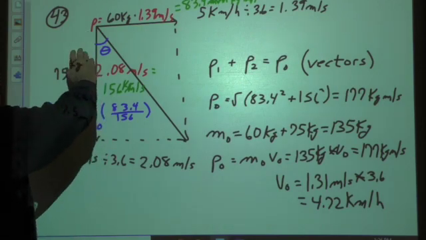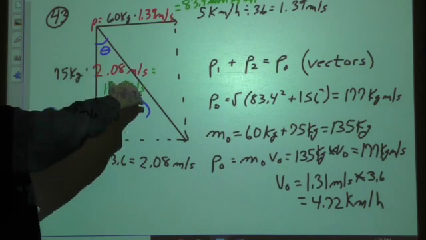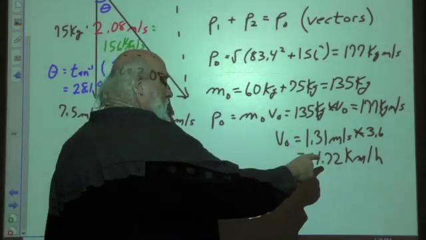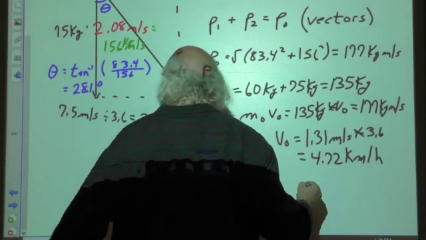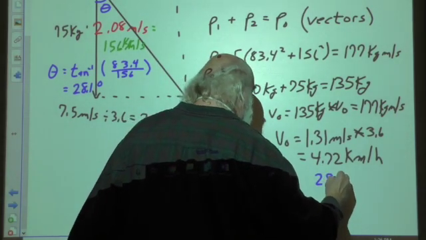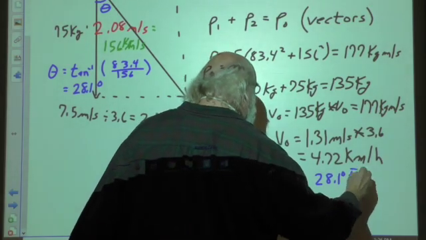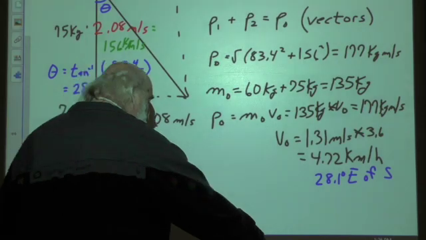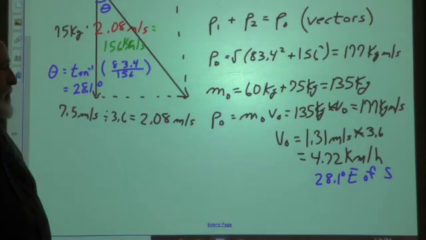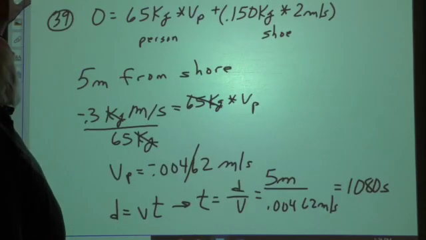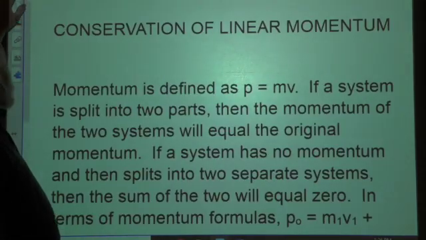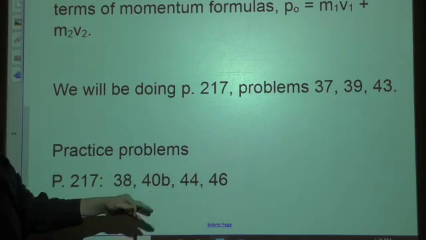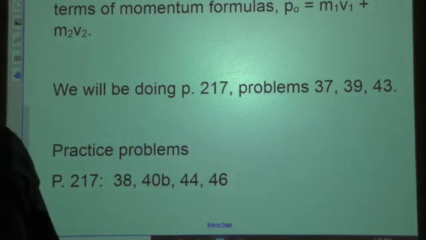And this is south, and this is going east of the south. So my final answer is 4.72 kilometers per hour, 28.1 degrees east of south. And there you have it. So your practice problems here: page 217, just do part B for number 40. Have fun.